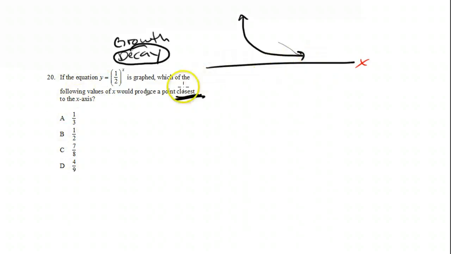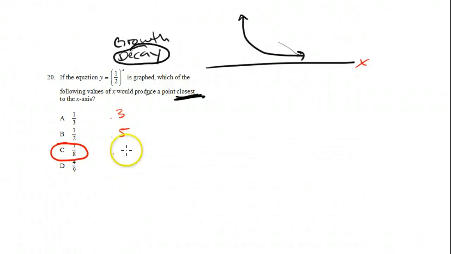So my only goal now is to figure out which of these points is the furthest to the right on this x-axis. And if you're good with fractions, then you can see that 7/8 is the furthest to the right on this. If you're not good with fractions, then you probably want to do a little bit of long division. So 1 divided by 3 would be 0.3. 1 divided by 2 is 0.5.